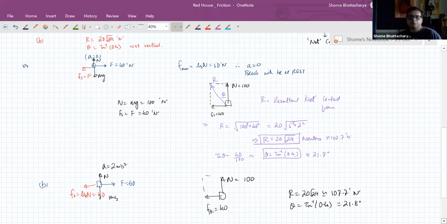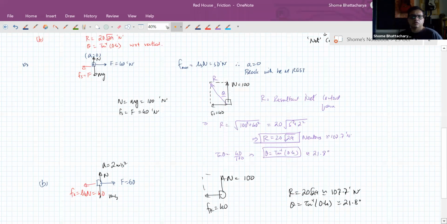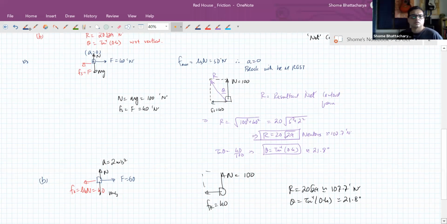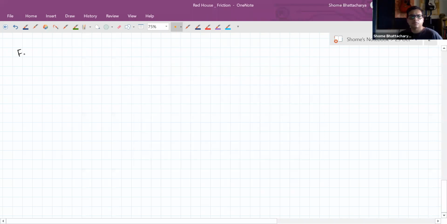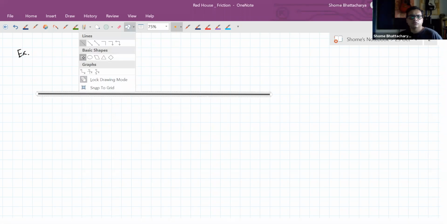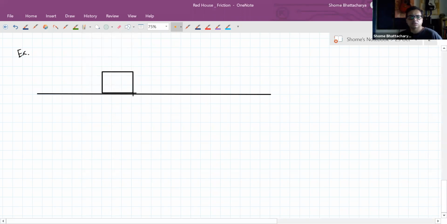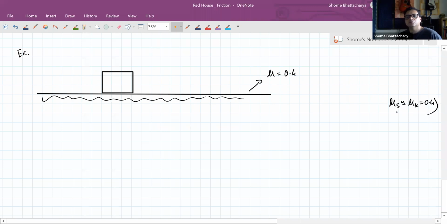Okay, now let us move on to a different type of question. All these questions that we are doing are sort of standard examples. So it's very important that you not only understand the question here, but also remember the process for solving other questions involving friction. So this time we are given just one value of mu, that is 0.4, let us say. That means the coefficient of static friction is equal to the coefficient of kinetic friction, which is 0.4. We have to assume that.